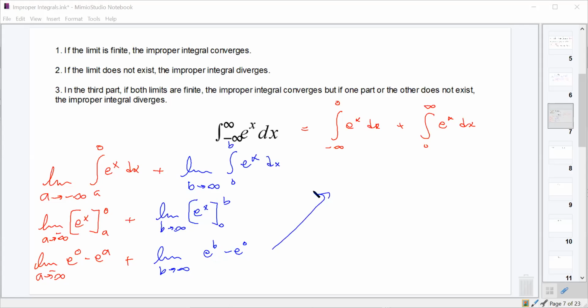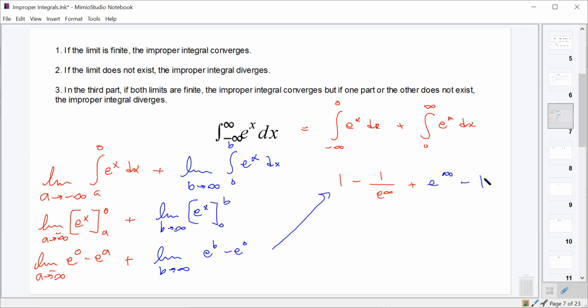And so what happens with the one in red? E to the 0 is 1, right? And then this is minus e to the a, with a being negative infinity. So that becomes minus 1 over e to the infinity, which is 0. And on the other side with the blue, we're going to get e to the infinity minus 1.